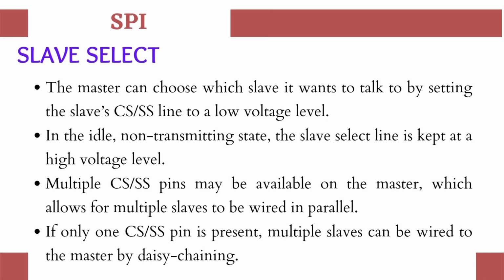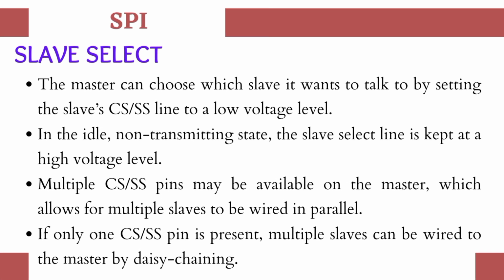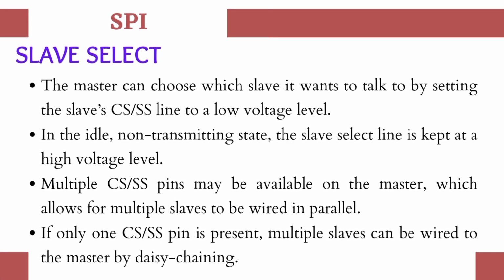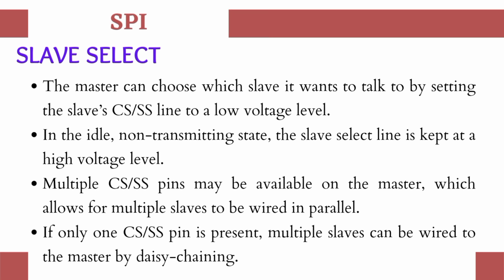Then, what is slave select and how is a slave selected? The master can choose which slave it wants to talk to by setting the slave chip select or slave select line to a low voltage level. In the idle, non-transmitting state, the slave select line is kept at a high voltage level. Multiple chip select or slave select pins may be available on the master, which allows multiple slaves to be wired in parallel. If only one CS or SS pin is present, multiple slaves can be wired to the master by daisy chaining.